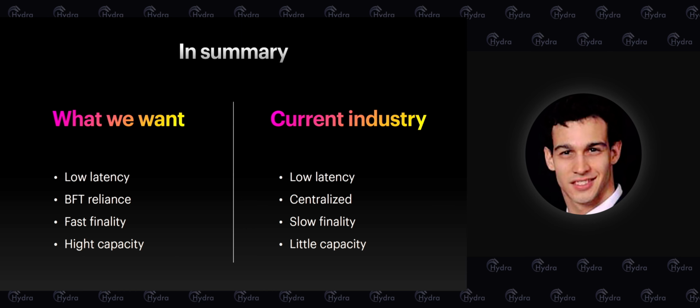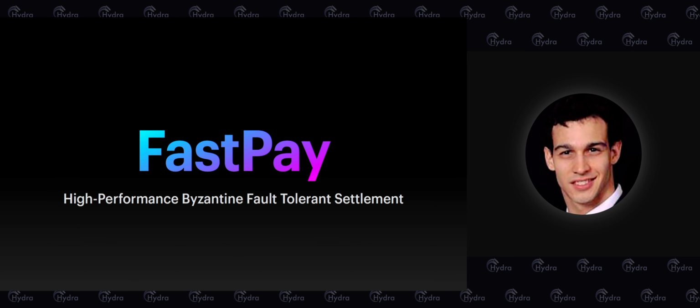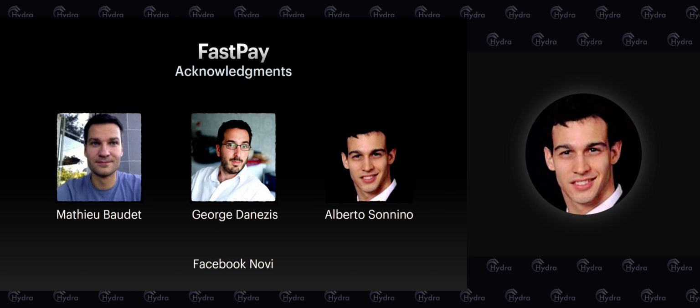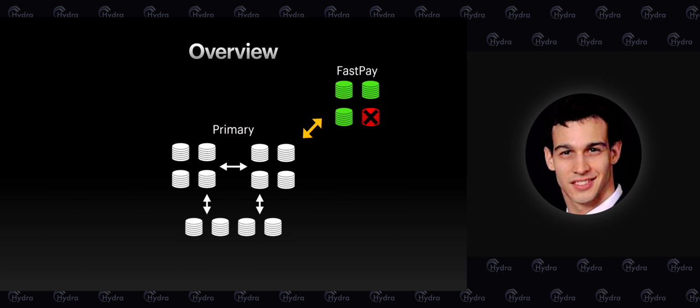So let's try to see if we can replace such payment networks with more modern solutions. So the idea here, I'm going to present you a system called FastPay. It's presented as a fault-tolerant settlement system, but I'll show you how to integrate it into this discussion that we just had. This is work with my co-authors that you see there, and the work was done at Facebook Novi.